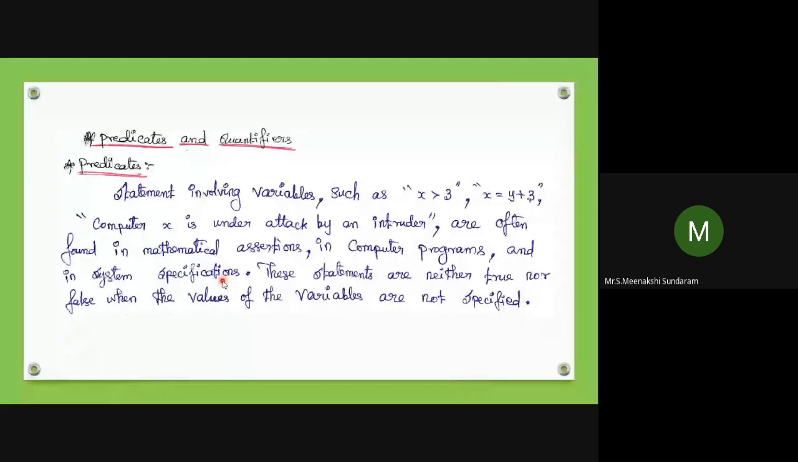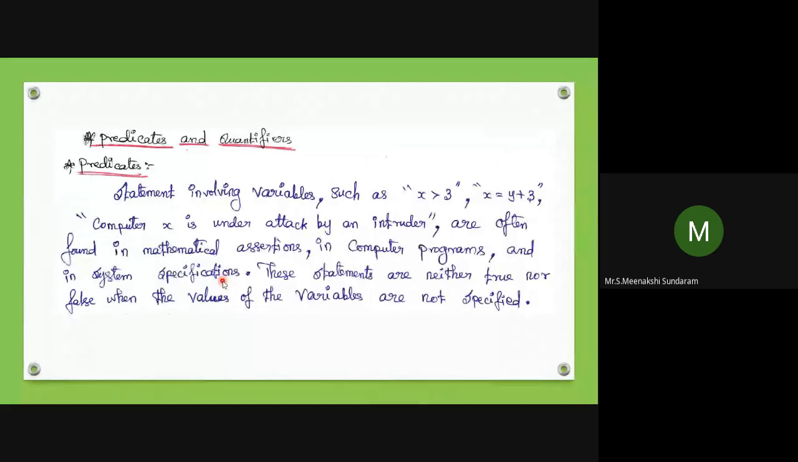How much? That is a quantity. So in predicates, when the quantity is also included, it is called quantifiers. In predicates, you can fix the value of the variable, and then the predicate is converted into a proposition. This is the meaning. So a predicate is nothing but a statement involving variables, for example, x is greater than 3, or x is equal to y plus 3. It is not a proposition, it's a predicate. Once you fix the value of the variable, the predicate is converted into a proposition.